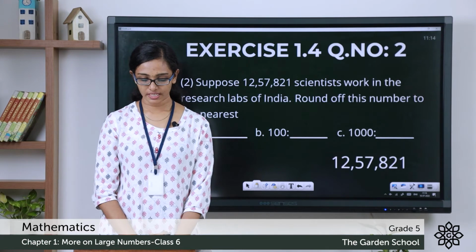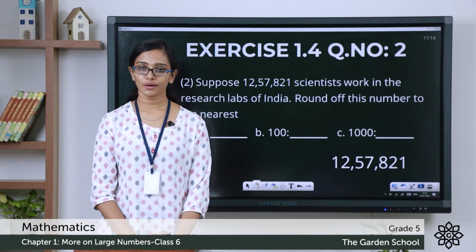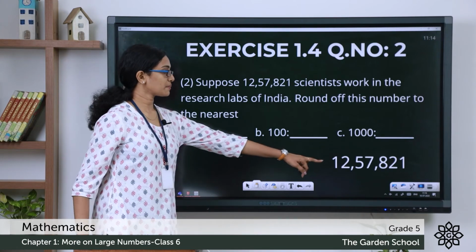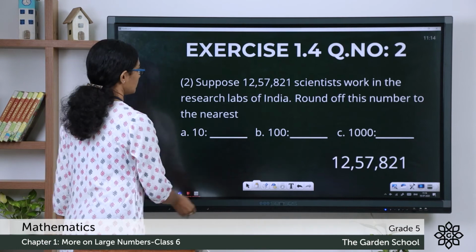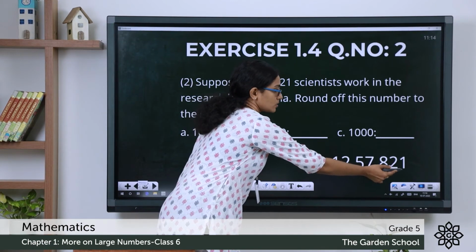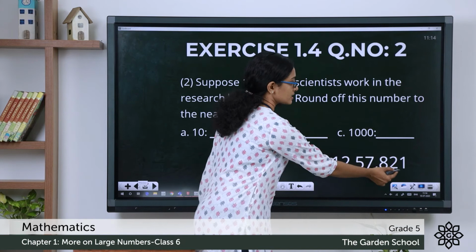Suppose 12,57,821 scientists work in the research labs of India. Round off these numbers to the nearest 10, 100 and 1000. So this is the number given here. Let's round it off to the nearest 10 first. So here, to round it off to the nearest 10, the rounding digit is 2.